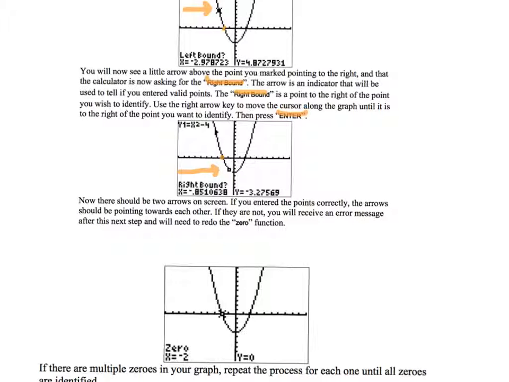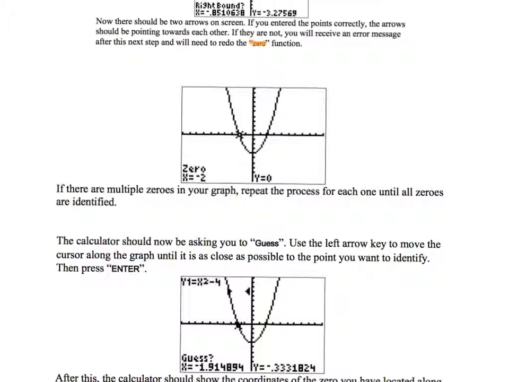Now there should be 2 arrows on screen. If you entered the points correctly, the arrows should be pointing towards each other. If they are not, you will receive an error message after this next step, and you will need to redo the 0 function. If there are multiple zeros in your graph, repeat the process for each one until all zeros are identified. So in this case, we have 2 zeros, one right here and one right here.